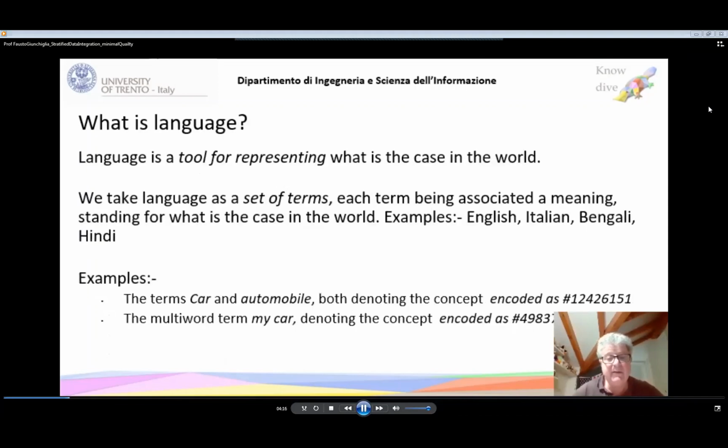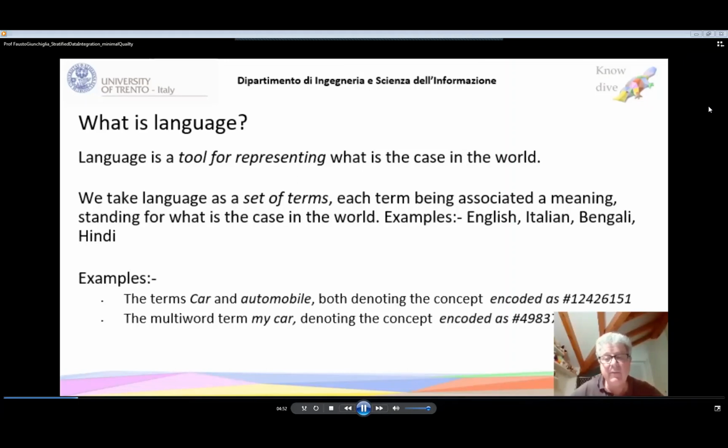But then we have these concepts that you can think of as codified in your brain or in your mind or in the computer, that we need to express in some language. So we can think of a language as a tool which allows us to communicate concepts. And you could take a language to be a set of terms. So for instance, the concept 124265151 is the concept which has the name car or the name automobile.